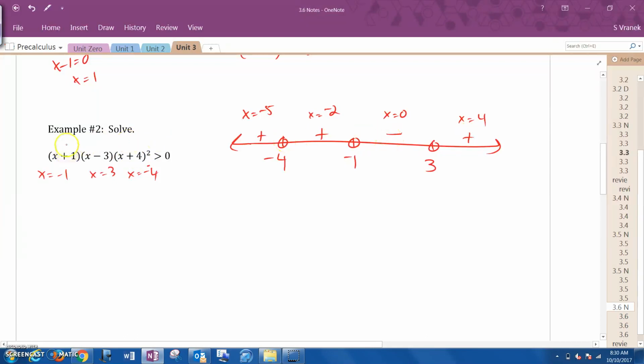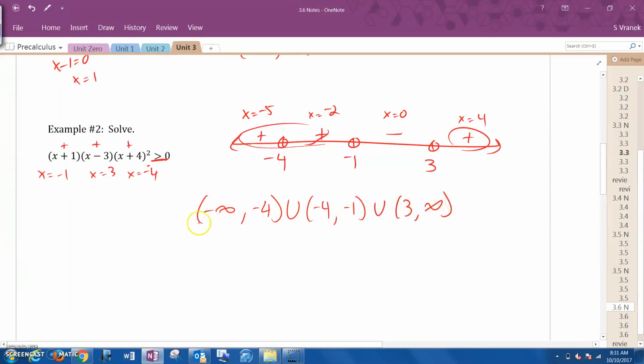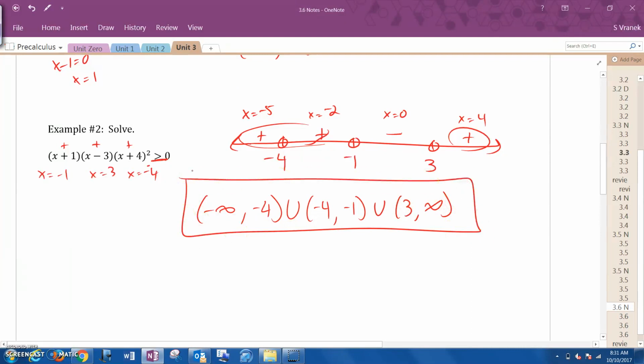When I put a 0 in, you get a positive, a negative, and then a positive. So that would give you a negative result. And then when you put a 4 in, everything's positive, so it's positive. So it did work out. And now we can just write our solution in interval notation, but before we do that, we have to figure out what we want. It says I want everything that's greater than 0. Greater is positive, so we want all of this. But you have to be careful about this. We don't include negative 4. So we go negative infinity up to negative 4, and then we start at negative 4 again and go up to negative 1, and then we start at 3 and go to infinity. So this would be my solution set in interval notation.